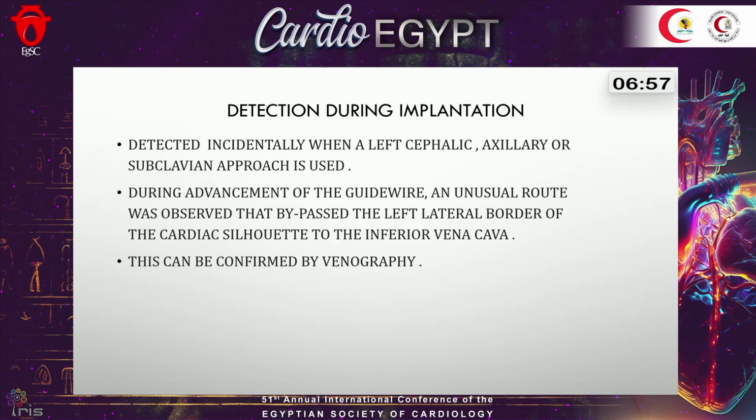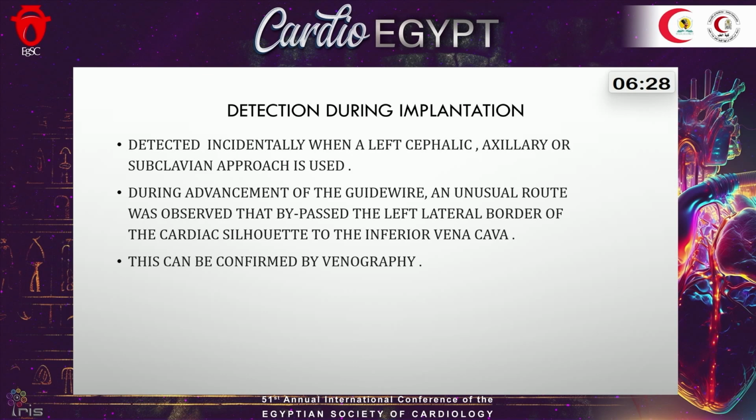Detection during implantation. It is detected incidentally when a left cephalic, axillary or subclavian approach is used. Entering from the left, I found my wire going along the left border of the heart, not the right border of the heart. During advancement of the guide wire, an unusual route was observed that bypassed the left lateral border of the cardiac silhouette to the anterior of the inferior vena cava. This can be confirmed by venography.